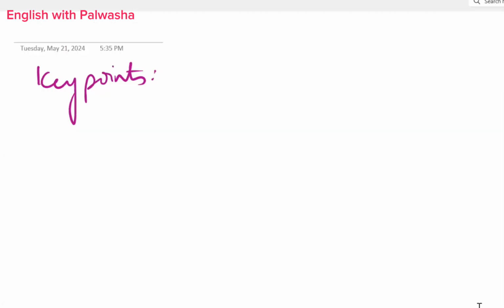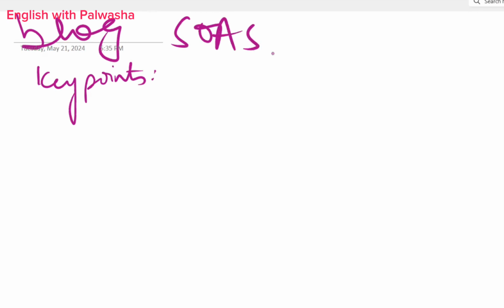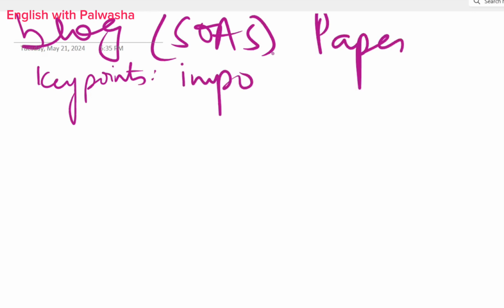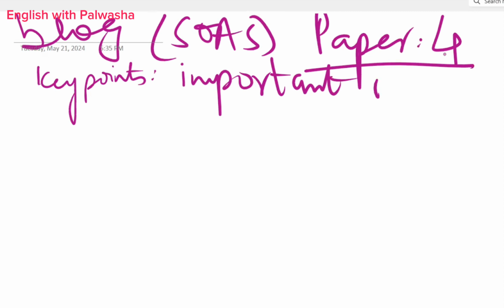Now, I'm already aware of the strand. Which strand are we working on? It's a blog on the website of SOAS. So we know that it's a blog on the SOAS website, and the key point is that we have to take out the important issues. Paper 4 is basically all about extracting the important issues. Okay, so now how are we going to structure the answer?